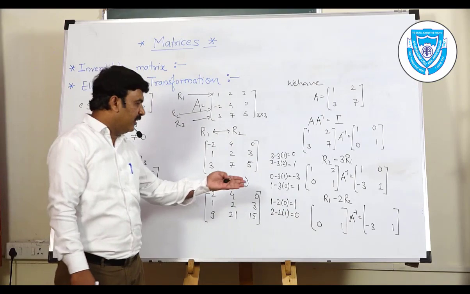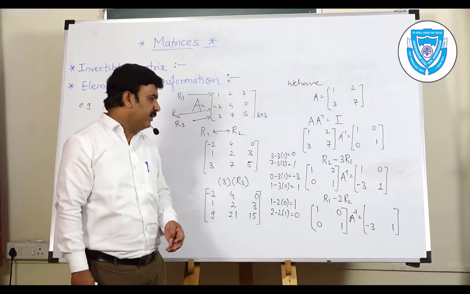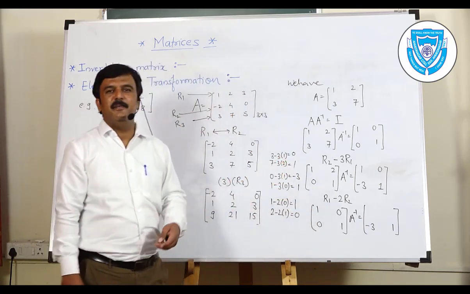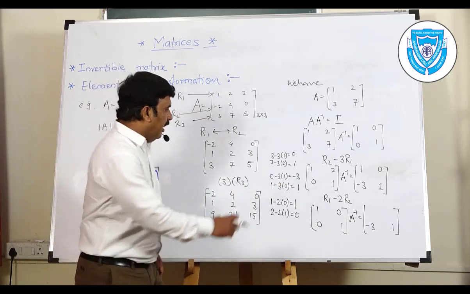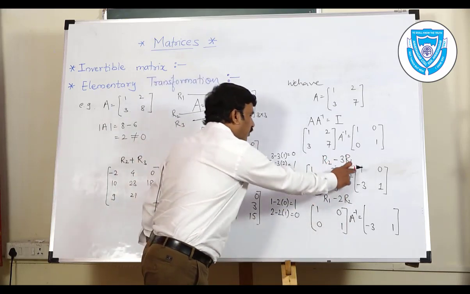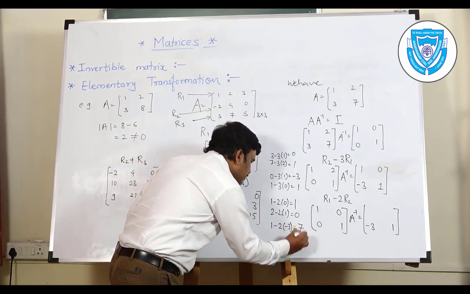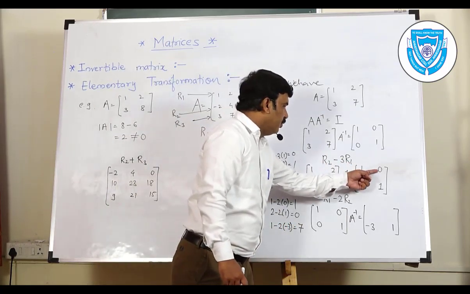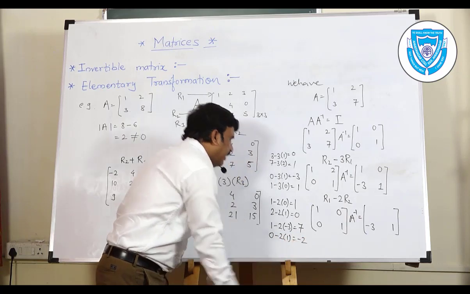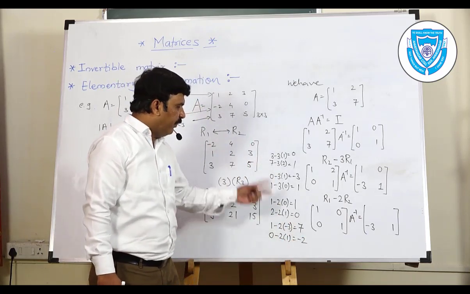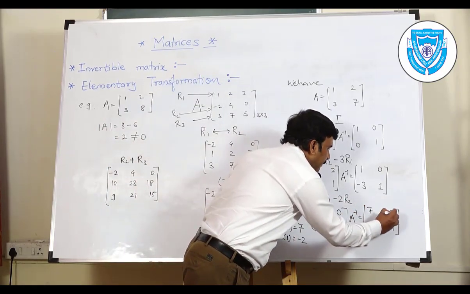Yes, you can observe that we got 1 and 0 in the first row. This is how we have transformed the matrix A into identity matrix. Let us perform the same operation at the right hand side. R1 minus 2R2, that is 1 minus 2 times minus 3, which is equal to 7, and 0 minus 2 times 1, which is equal to minus 2. So the elements of the first row at the right hand side are 7 and minus 2.